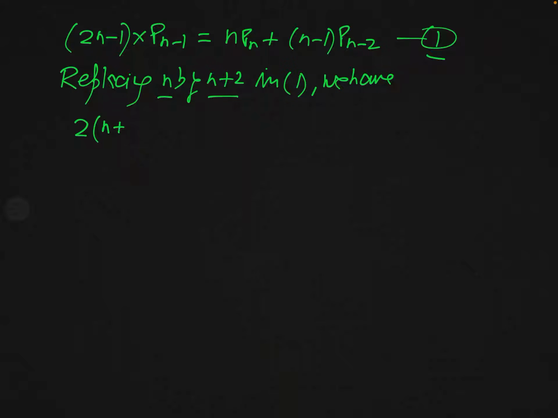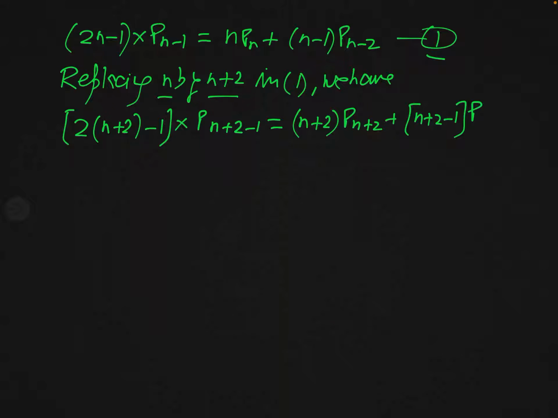So this will be 2 into n plus 2 minus 1 into x pn minus 1. But n will now be replaced by n plus 2, so this will be n plus 2 minus 1, and that is equal to n. N is now n plus 2, you can see. And pn, now n will be replaced by n plus 2, and plus n minus 1. So now n will be written as n plus 2 and minus 1, and here pn plus 2 minus 2.